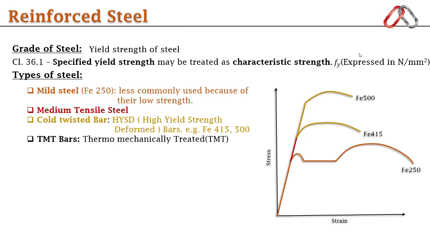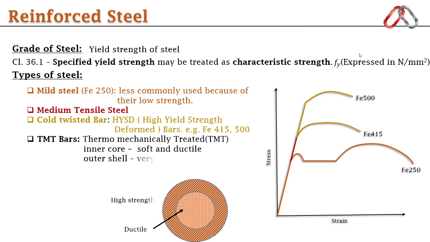Next is TMT bar, thermomechanically treated bar. These bars are coated with an anti-corrosive film, and the inner core of the bar is soft and ductile, and the outer core has a very high tensile strength. So these are some types of steel.